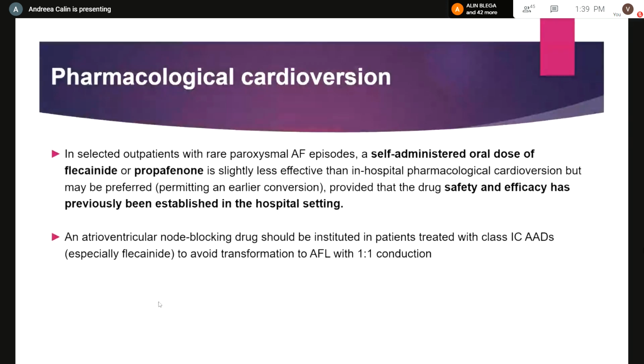In some patients, if the episodes of paroxysmal atrial fibrillation are frequent, one can use a self-administered oral dose of flecainide or propafenone. It is slightly less effective than in-hospital pharmacological cardioversion, but may be preferred in the long term to permit an earlier conversion of the patient at home, provided that the drug's safety and efficacy have been established in the hospital setting.